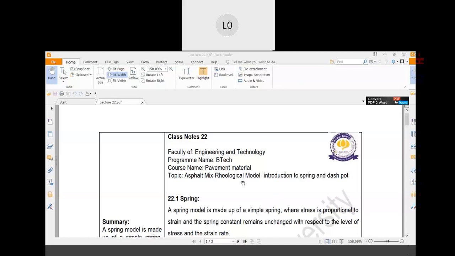So in our previous class, we discussed the basics of the rheological model. We discussed relaxation response and creep response. We gave some examples of how the viscoelastic nature of the bituminous material can be formulated or mathematically represented. Basically, we can represent the elastic properties of the bituminous material with the help of a spring and the viscous property with the help of a dashpot.